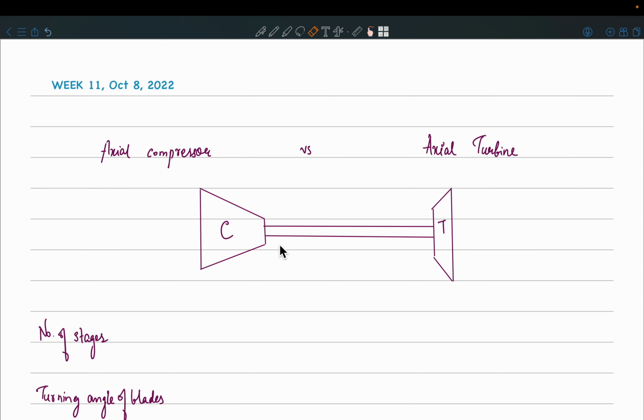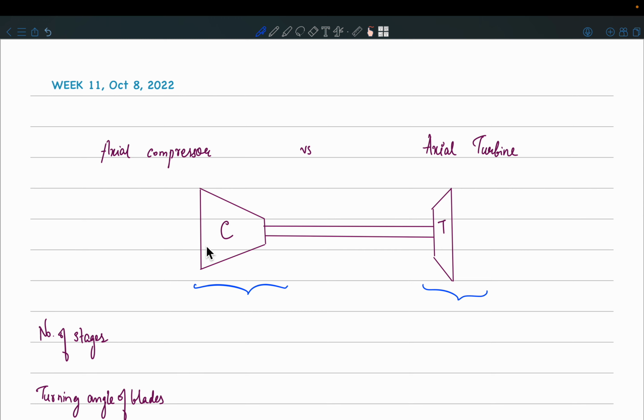So today I'll be discussing turbines, and first let us discuss what is the difference between an axial compressor and an axial turbine. If you notice, most of the diagrams will have this condition where you have a compressor, and usually you'll see that the thickness of this compressor is much larger. It is drawn much larger than the thickness of the turbine.